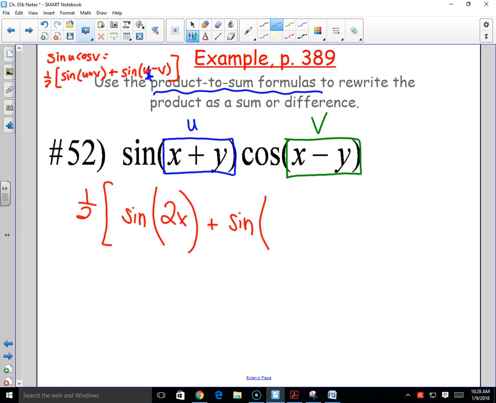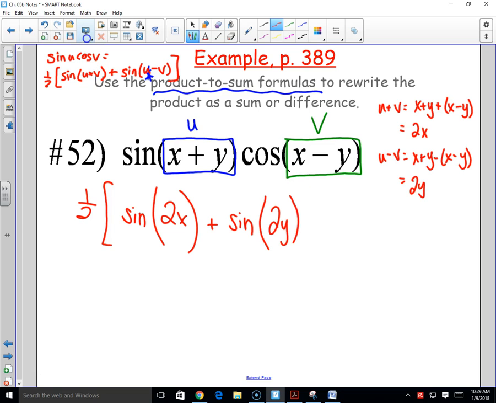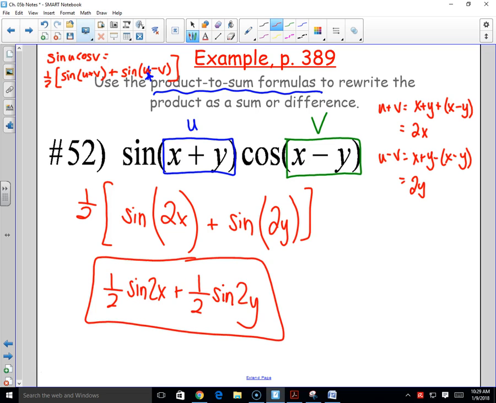Now we subtract. If it helps, you can always do over here, what's u plus v? x plus y plus x minus y. Distribute the plus, everything stays the same, 2x minus 0. But we also need u minus v, right? 2y. What's going to happen when I subtract? x cancels out. y minus a negative y will be 2y. That's my final answer. Well, I guess you could write it different ways, but it'd be 1/2 sine of 2x plus 1/2 sine of 2y.